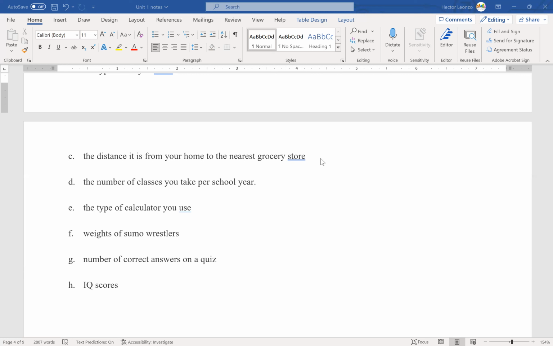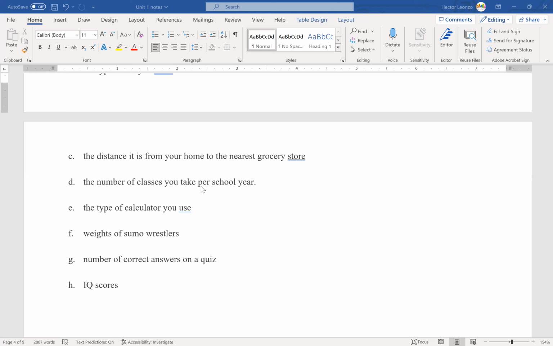If you want to, let's look at this as miles. Are you like 1 mile away, 2 miles away? Could it be a decimal? Could you be like 1.2 miles away? Okay, so I can answer it in decimals. So it will be quantitative continuous.